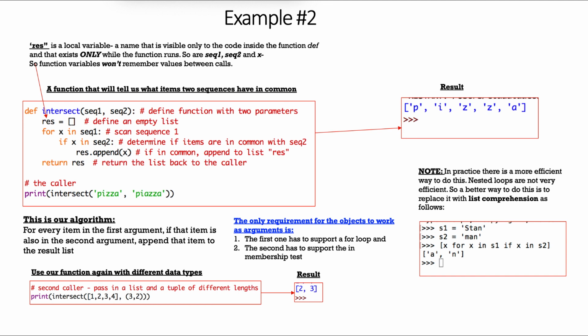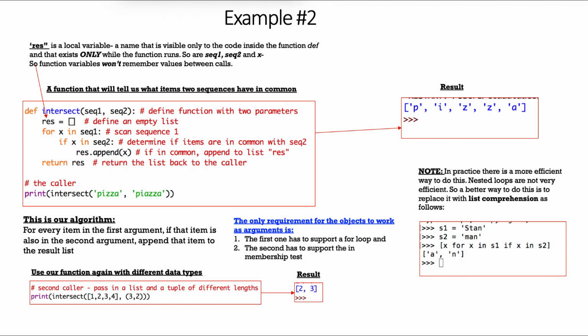That means the first one, the list, has to support a for loop, so it has to be an iterable, check, it is. And the second has to support the in-membership test, and a tuple does that. So the results are the same. It's a list. Why is it a list? Because res is a list, and we're printing out res. That's why it outputs as a list, and it finds the 2 elements in common, 2 and 3.